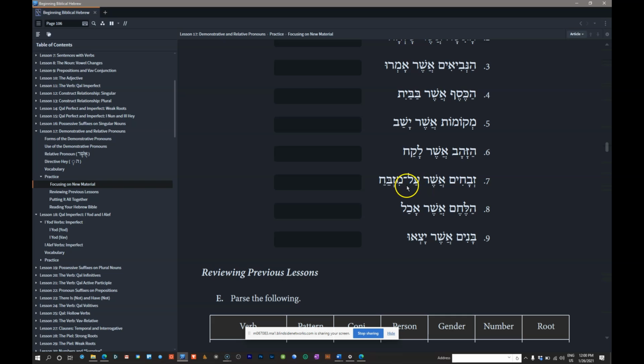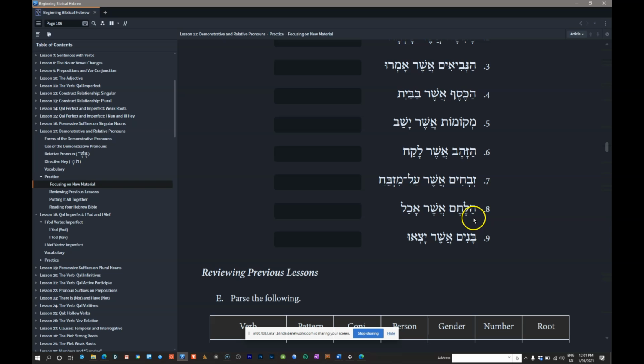Zvachim asher al mizbeach. Zvachim is the plural form of zevach, which is sacrifice. So this would be sacrifices which upon an altar. Mizbeach is altar. There's no definite article here. So sacrifices that are upon an altar, or sacrifices which are upon an altar.